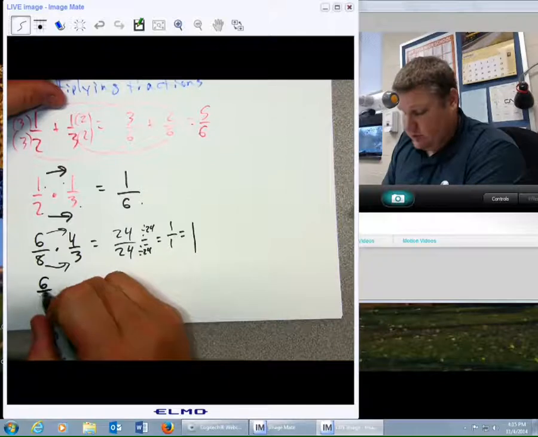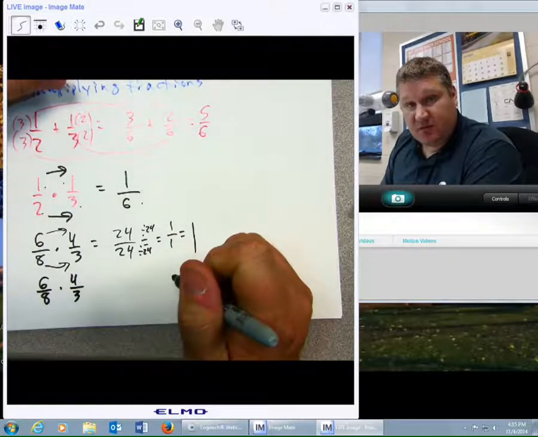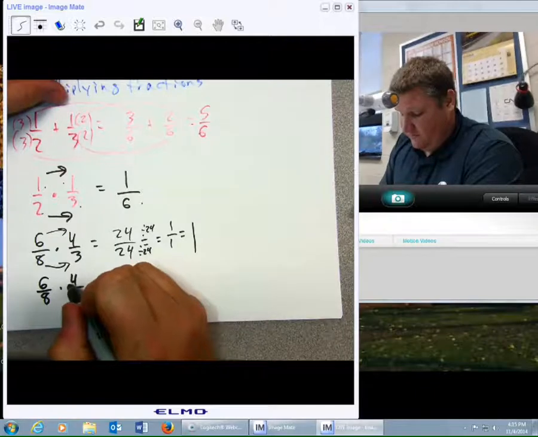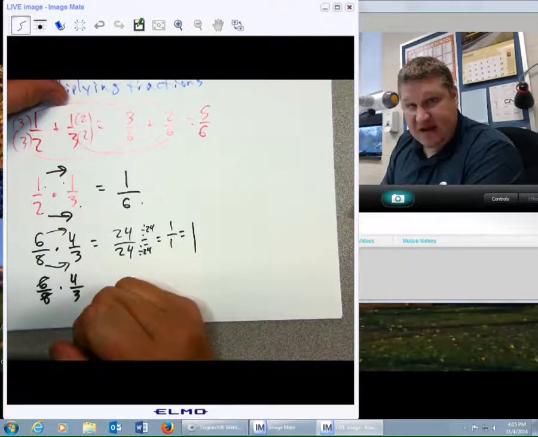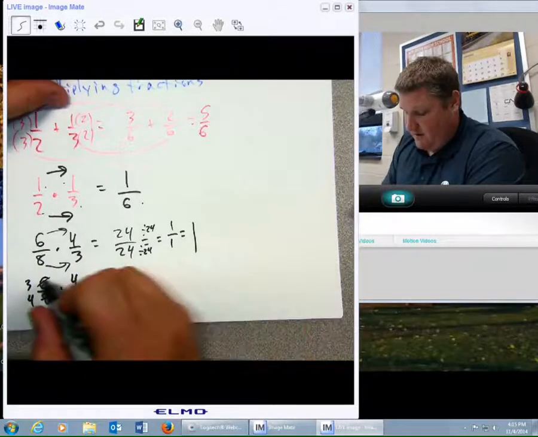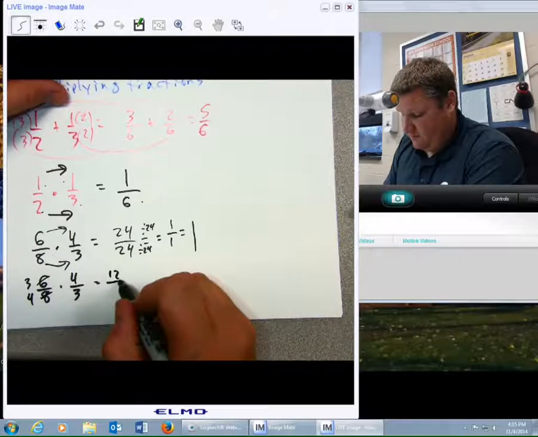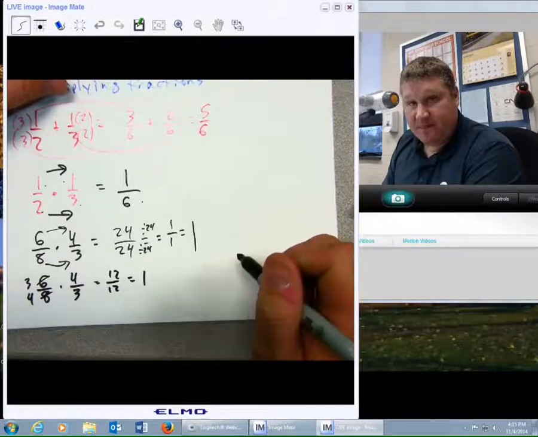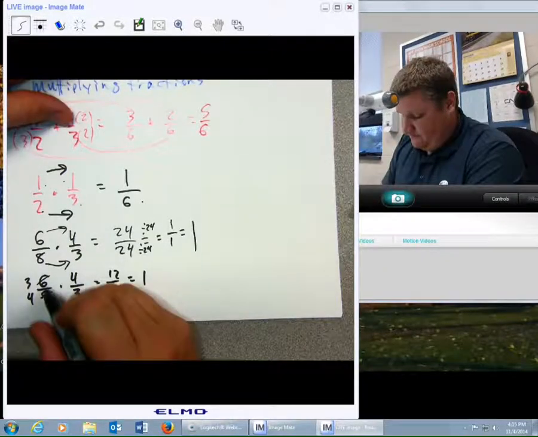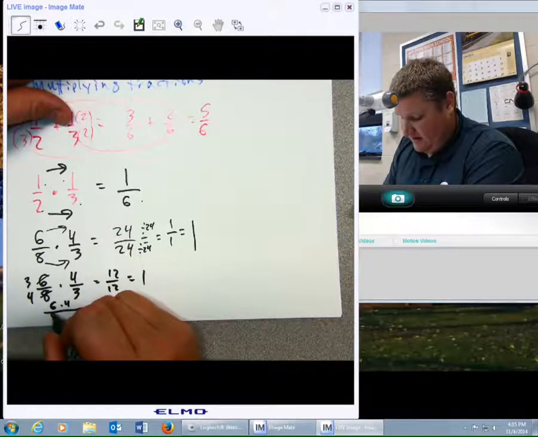Additionally, if, on the other hand, before I even multiplied, I could reduce, because I can say, wait a minute, 6 and 8 reduce to 3 and 4. So now it would be 3 times 4 is 12. 4 times 3 is 12. You still get 1.